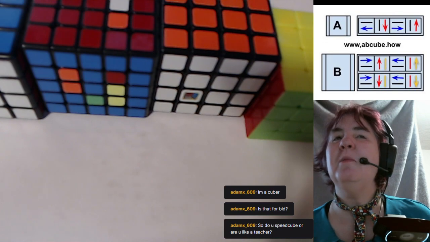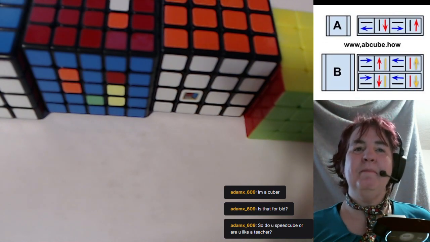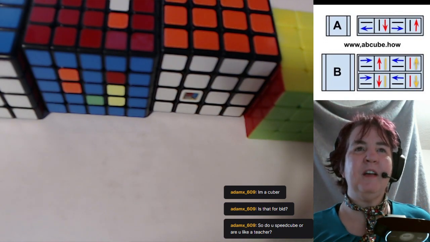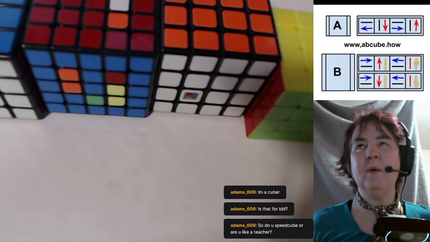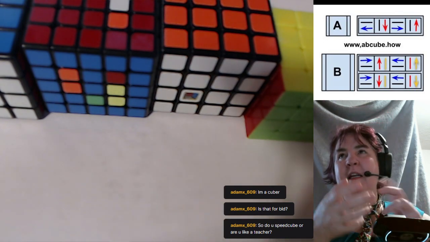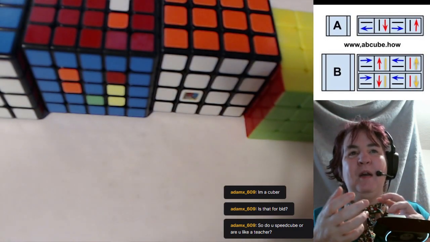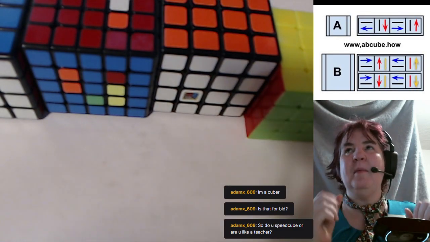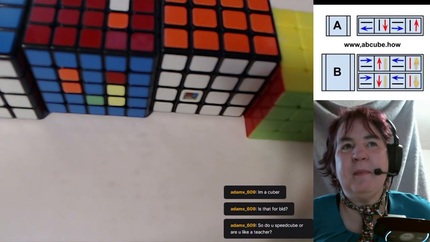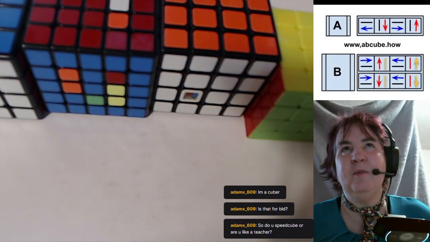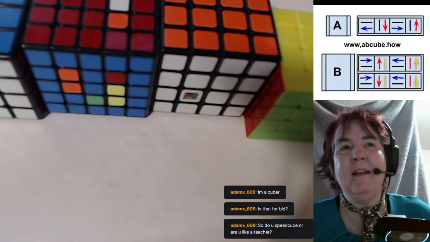Do I speed cube? I never really started. The only time I speed cube is when I'm using my ABCube, because it has a built-in timer and it tells me what I've done. When I'm using my ABCube, it will tell me how fast I am. My average is about a minute and a half. My fastest is a minute 21. So I'm not great on that.